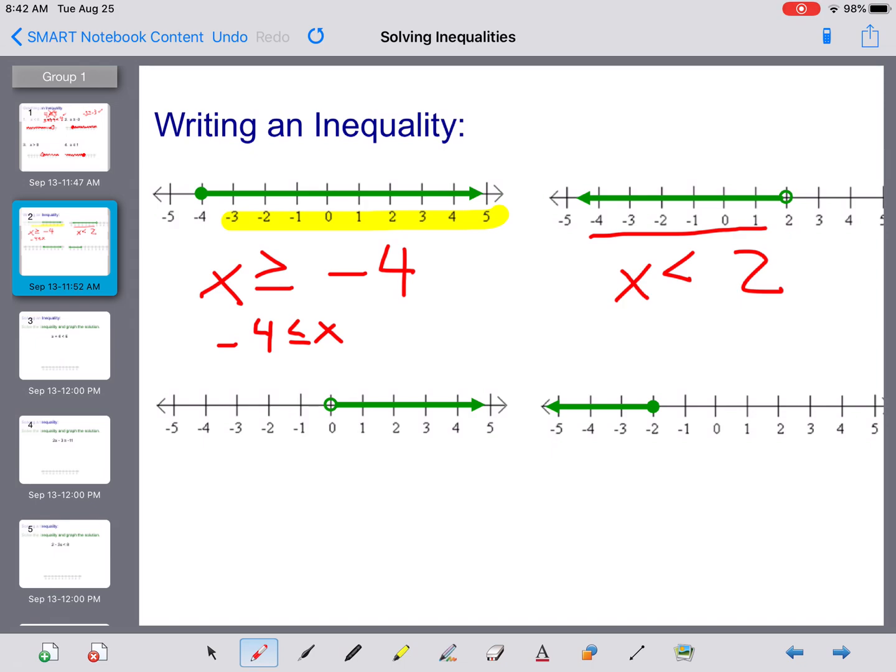At the bottom left, again, we have x and 0. And so we want 1, 2, 3, 4, 5, all numbers that are greater than 0, so we're going to say greater than, and it's going to be just greater than because that is an open circle. Lastly, we're at x and -2, and we want all the numbers less than -2, so we're going to say less than, and since this is a closed circle, we're going to say equal to, so we have x is less than or equal to -2.